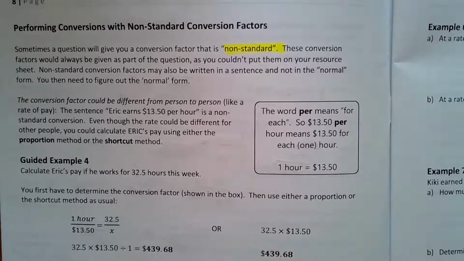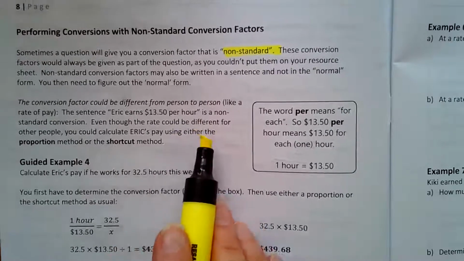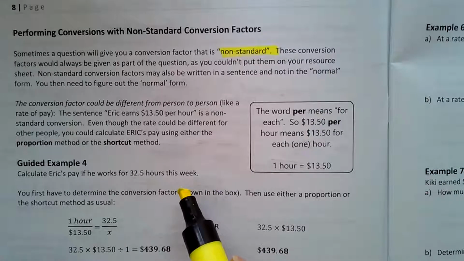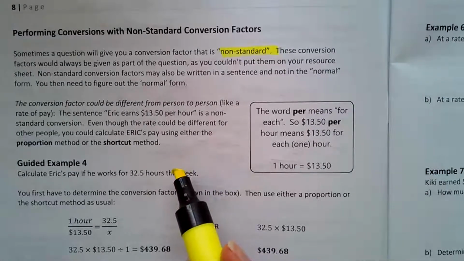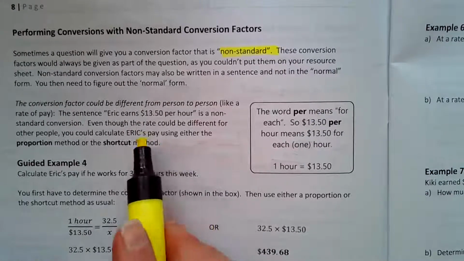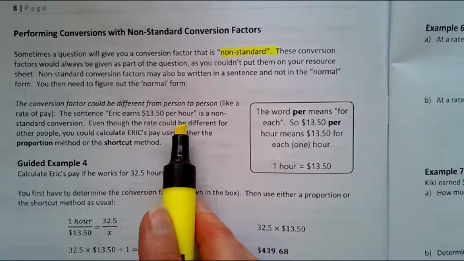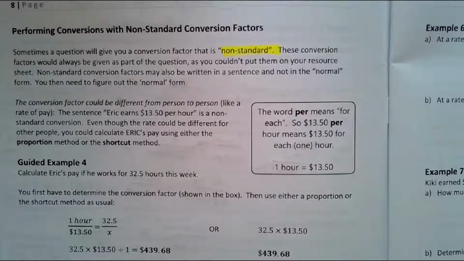The conversion factor could be different from person to person, like a rate of pay, for example. So that's why it can't really occur on a formula sheet, because there could be different rates of pay for different people. So the sentence, Eric earns $13.50 per hour, is a non-standard conversion. Even though the rate could be different for other people, you can still calculate using the proportion or the shortcut.